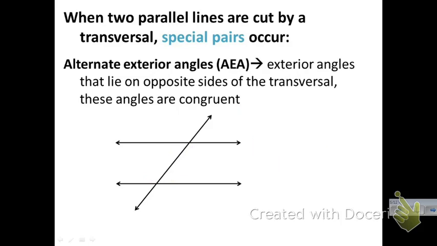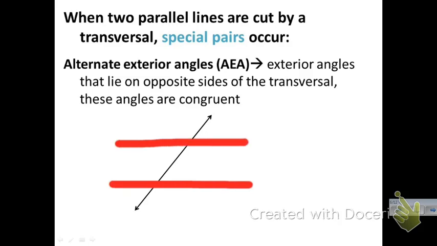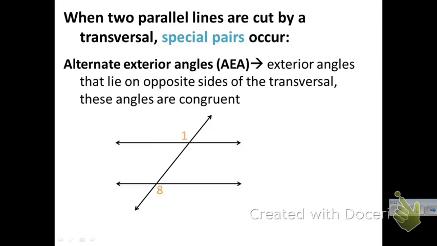Okay, our next special pairs are called alternate exterior. These are angles that lie outside our transversal, outside the parallel lines, and on opposite sides of the transversal. So they make these ones here. I have 1 and 8 and 2 and 7. Now, because these lines are parallel, we get a relationship. These angles are congruent. So we'd say angle 1 is congruent to 8, and angle 2 is congruent to 7.